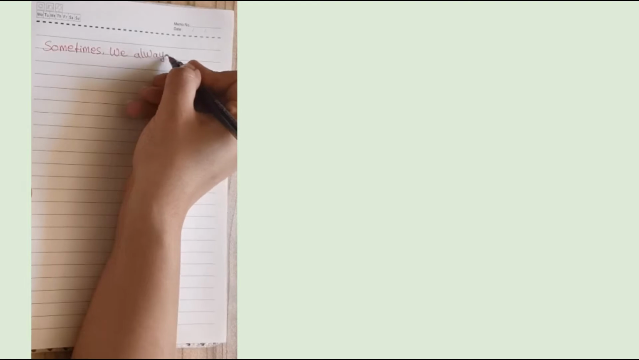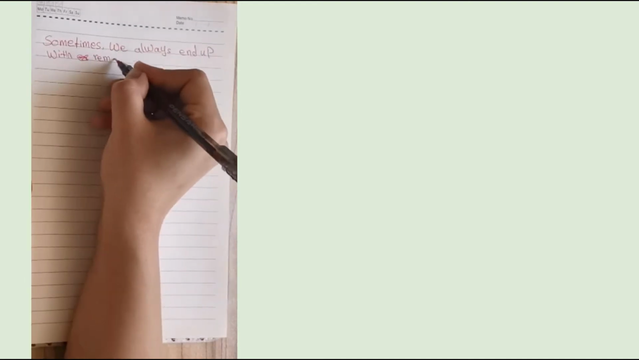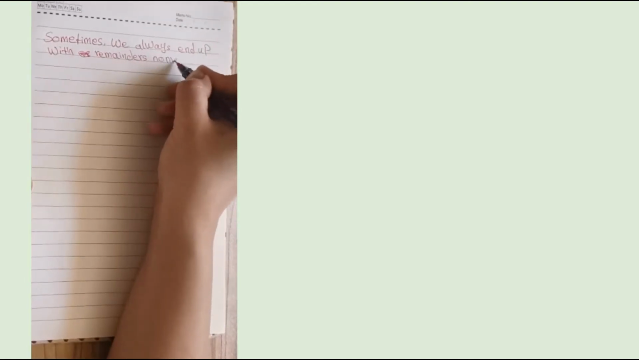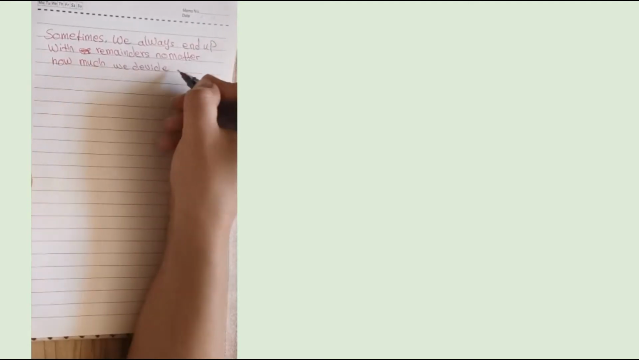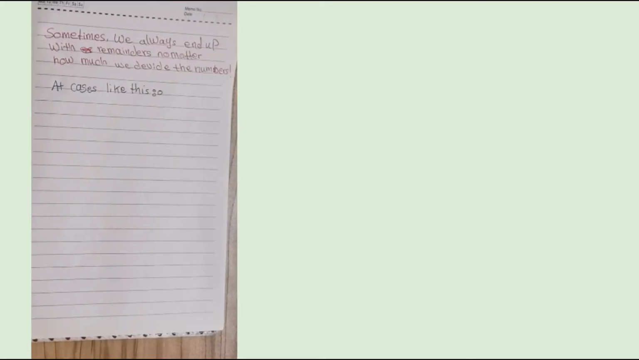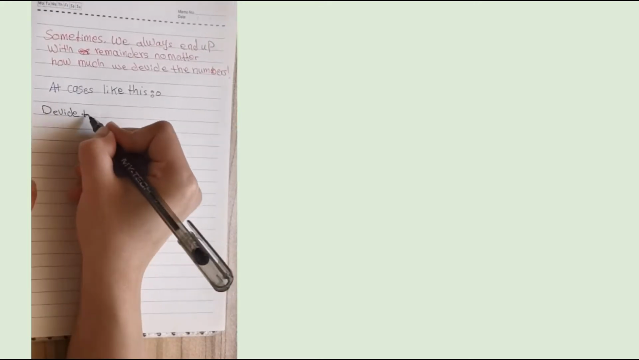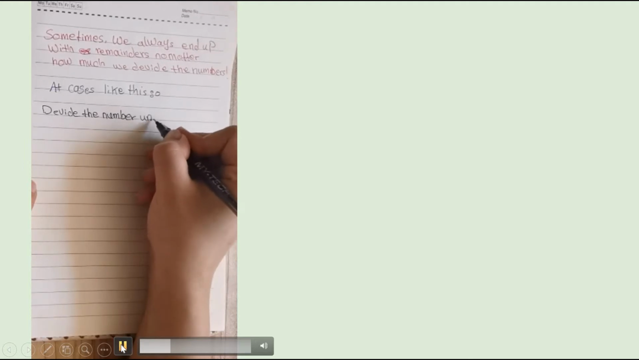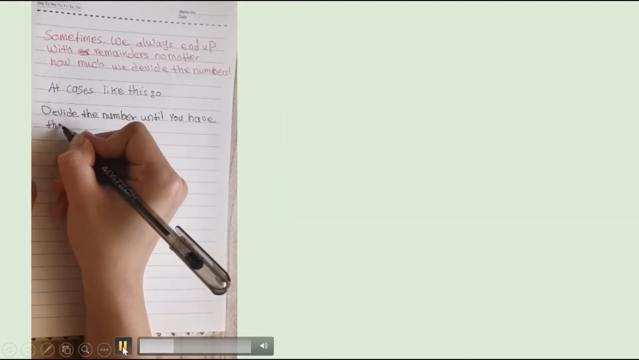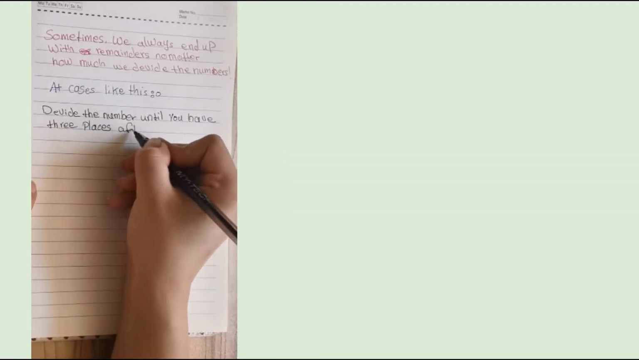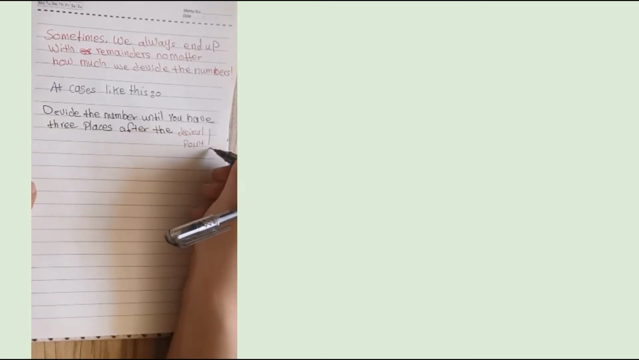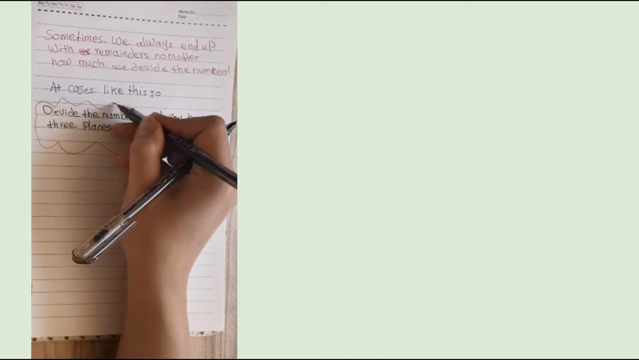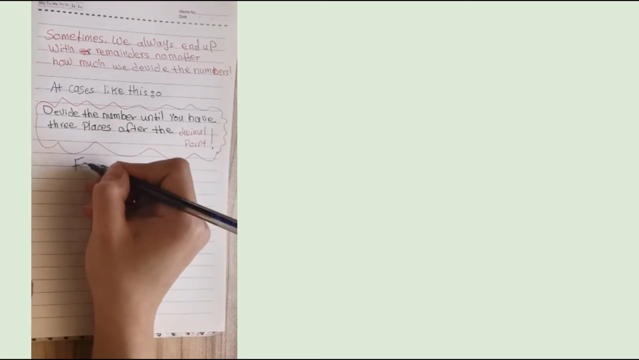Sometimes, no matter how much we divide the number, we always end up with a remainder at the end. So in cases like this, what do we need to do? In cases like this, we divide the number until we have 3 places after the decimal point, meaning we are dividing the number 3 times. Let's look at this example.